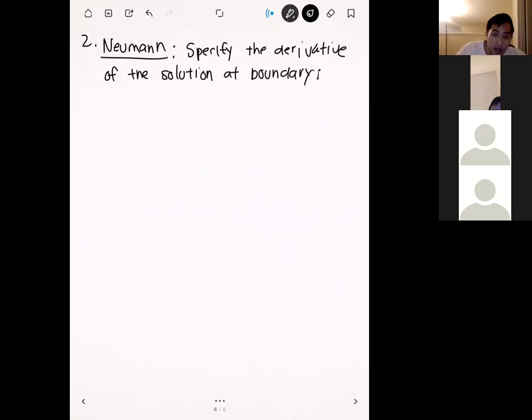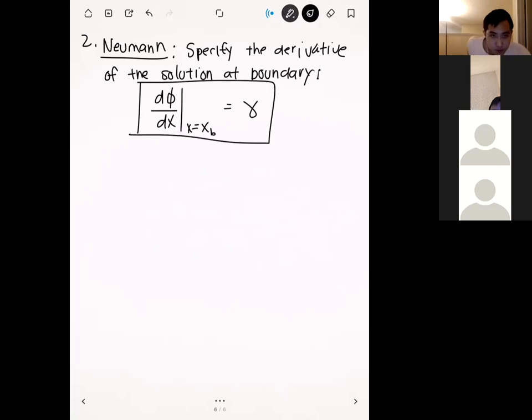Okay, and so mathematically it looks something like this. We have d phi dx, and if we evaluate this at x boundary, this is going to be some specified value. In this case, I'm using a lowercase gamma for that. Basically, whenever we specify a derivative, then we're going to call that a Neumann boundary condition. So those are two types of boundary conditions. Next, we're going to do an example. We're going to solve through the entire example, and then I'll classify the boundary conditions for you.